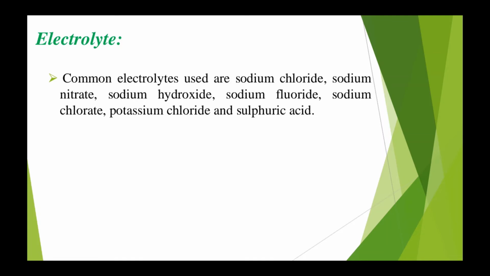This solution, on reaction, produces insoluble components in the form of sludge. Now the main functions of this electrolyte in electrochemical machining are: first, it carries the current between the tool and workpiece. Then it removes the products of the machining and other insoluble products from the cutting region.